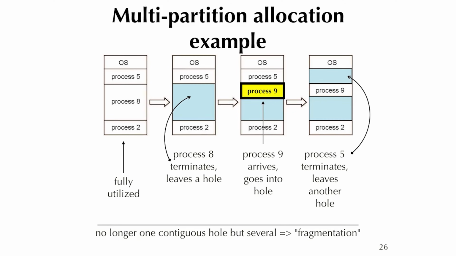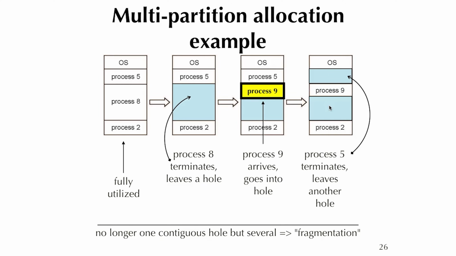So let's consider this case. Now you have a case where the OS loads in a number of processes. They come and go, and now it's fully utilized as shown on the left. Process 5, 8, and 2. Now process 8 exits, leaves a hole, a nice big hole in there. Process 9 gets started, fits in there, fine. And then process 5 exits. So now you do have free memory, but it's now divided up. One smaller chunk before, a bigger chunk after.